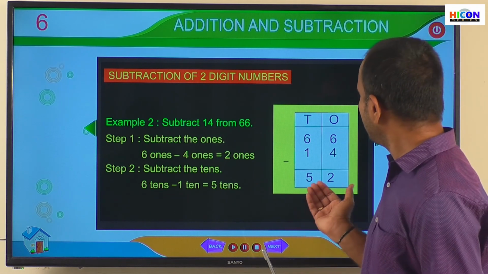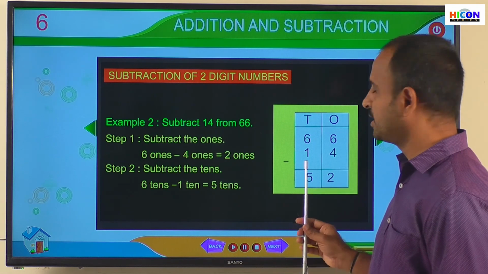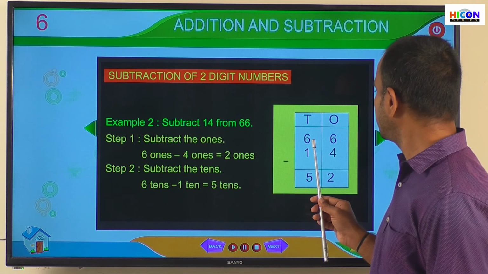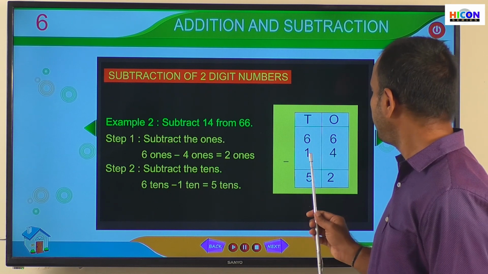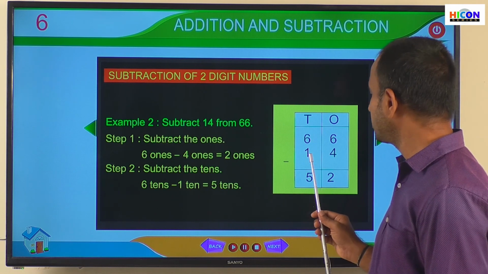So now go to the tens place. What are the digits present under tens place? That is 6 and 1 are present under tens place. So now subtract 1 from 6. That is 6 minus 1.